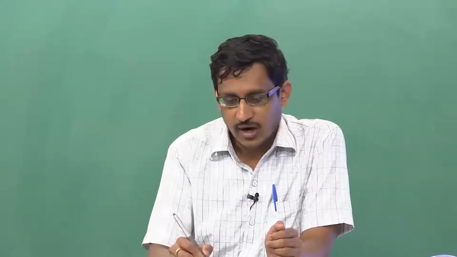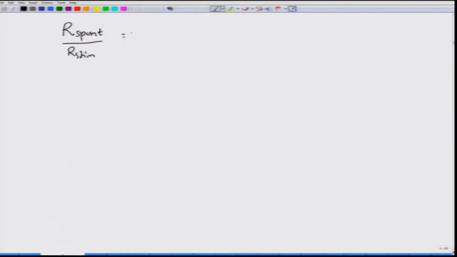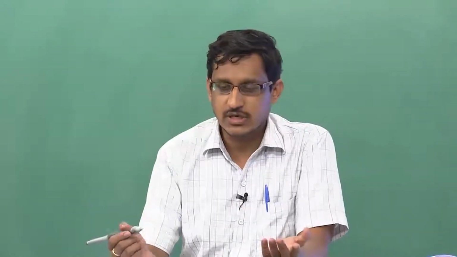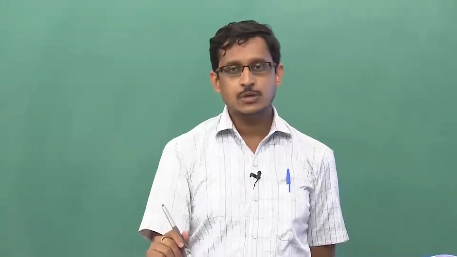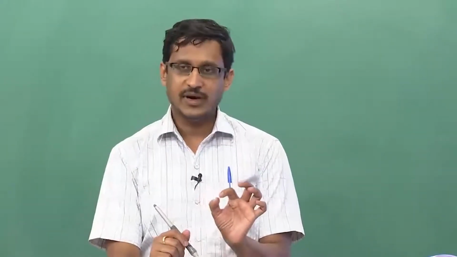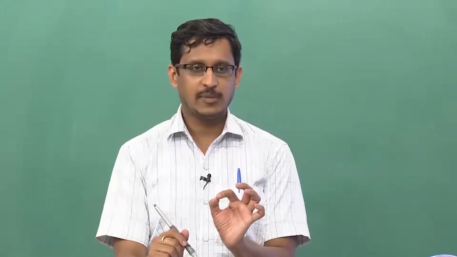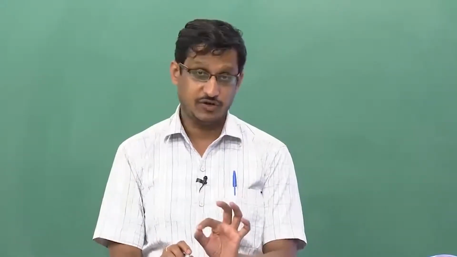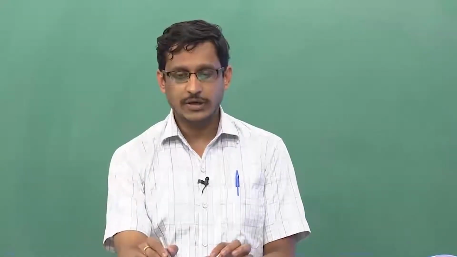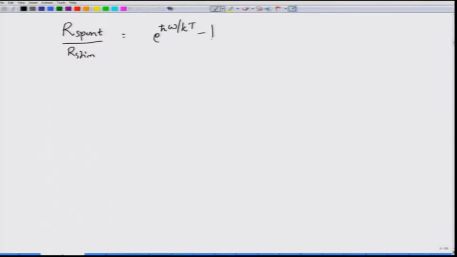R spontaneous to R stimulated, we had in the previous module shown, would be equal to e to the power h bar omega by kT minus 1. If you fix temperature, h bar is fixed, and k is the Boltzmann constant, also fixed, what is left is the frequency omega. As you change omega, you might end up with a situation where h bar omega is much larger than kT. Then this quantity on the right hand side will be larger than 1, which means that spontaneous emission will be larger than stimulated emission.